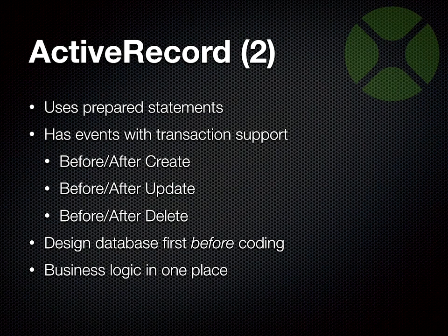ActiveRecord uses prepared statements. It has standard functionality for before and after updates and creates. This is my alternative to doing triggers. This is where we put the code. So if every time you update a row, you want to update the columns that say who created the row and when was it last updated, it's all in the standard spot in the code.